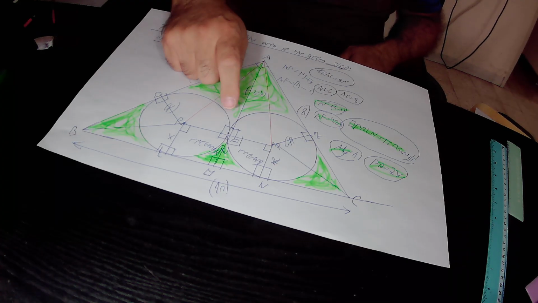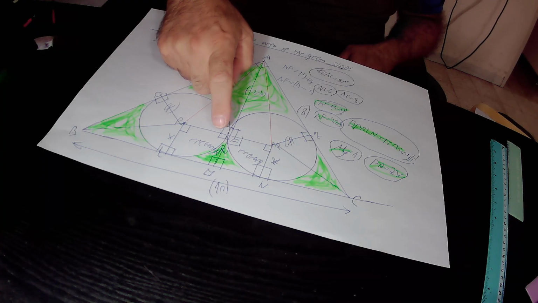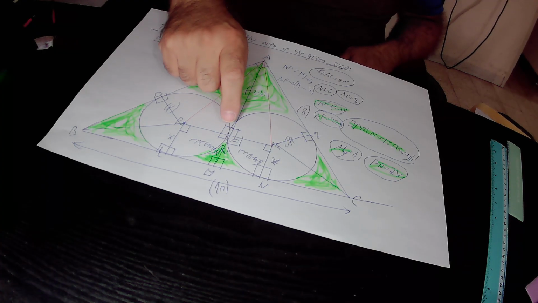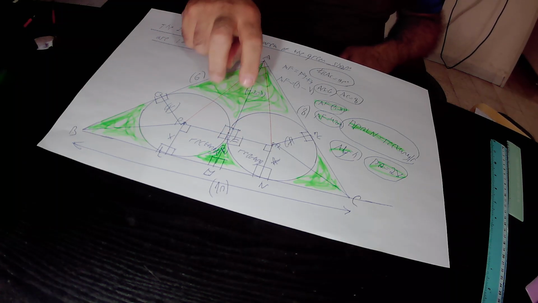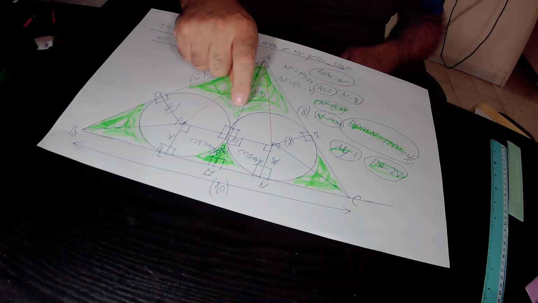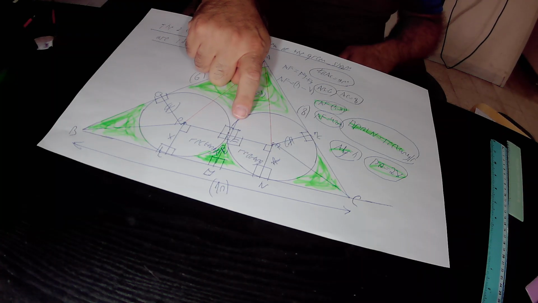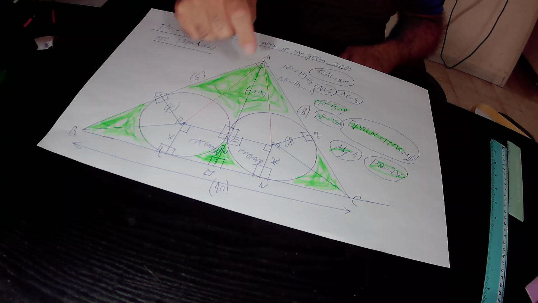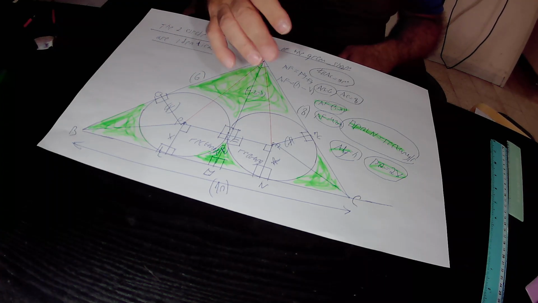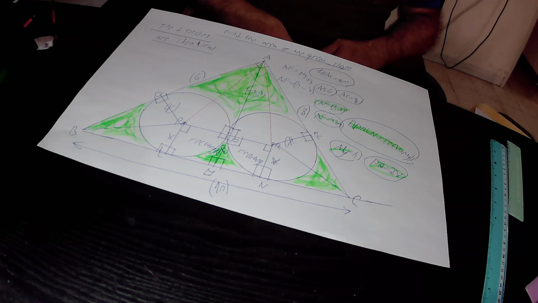What is the definition of line segment FL? FY. What is the definition of line segment FY? FY is a common tangent that belongs to both circles. FY is tangent to this circle at point F, and FY is also tangent to this circle at the same point F. So FY is a common tangent that belongs to both circles.